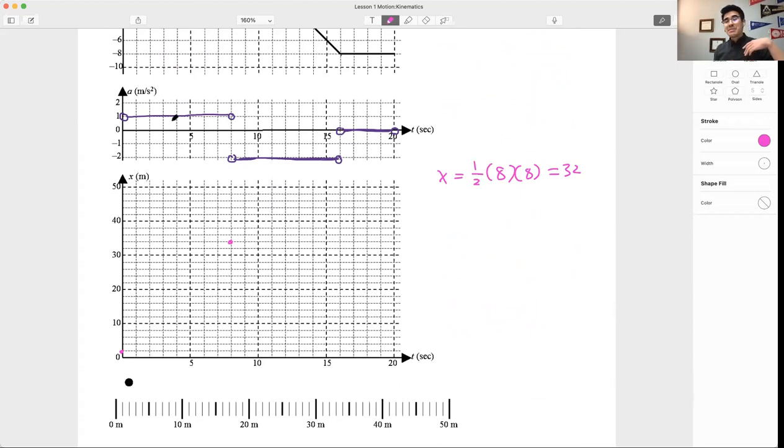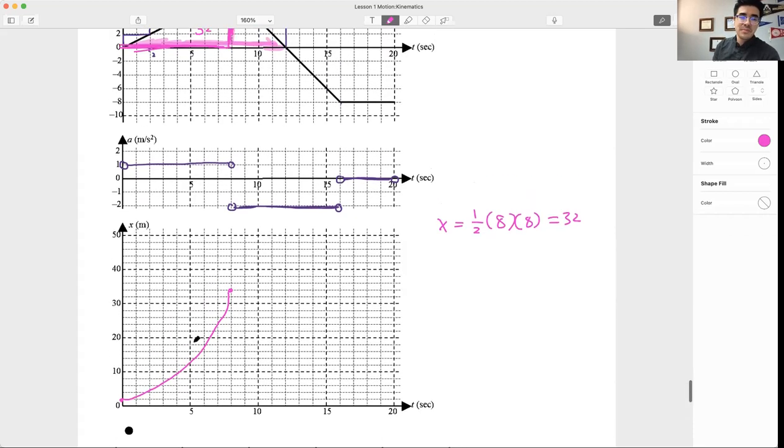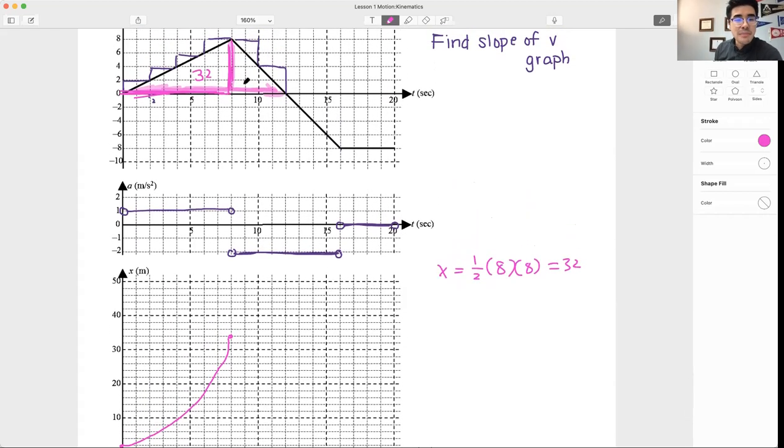And because my acceleration graph is positive, I'm going to curve concave up. So I'm not going to draw a straight line. I'm going to curve like this from there to there. Okay. Now let's look at the second part of this triangle, right?